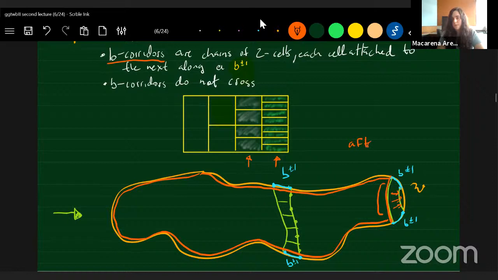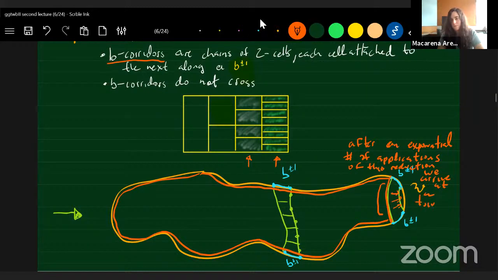So after an exponential number of applications of this reduction, we arrive at a trivial diagram. So that's the idea of how we see that the Baumslag-Solitar group BS(1,2) has an exponential Dehn function.